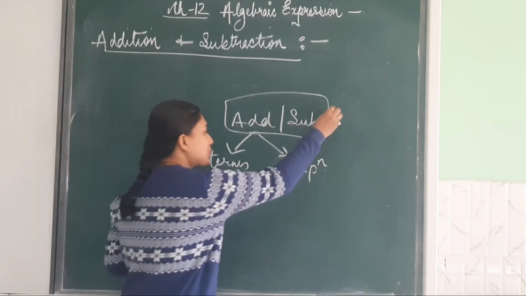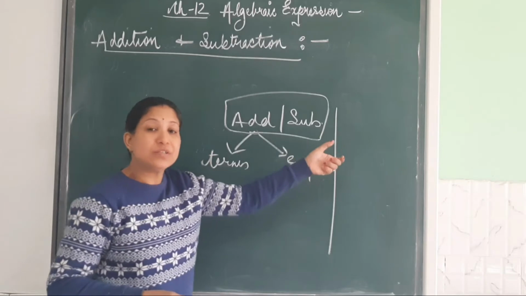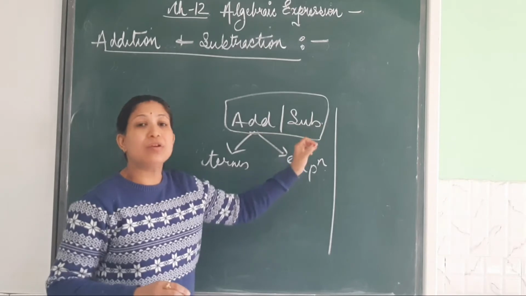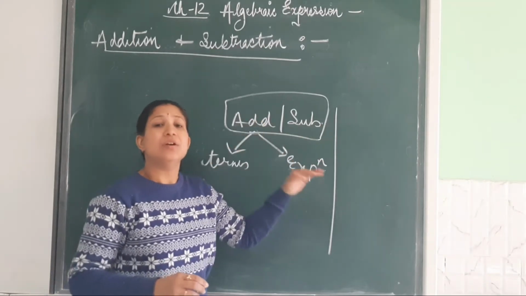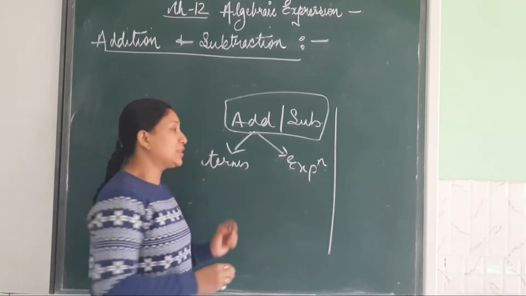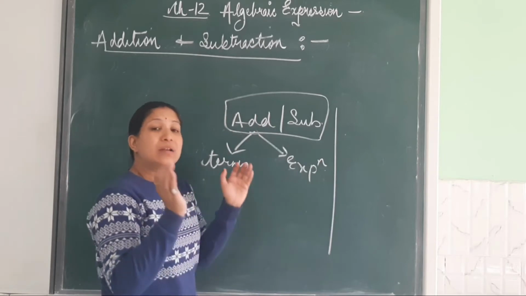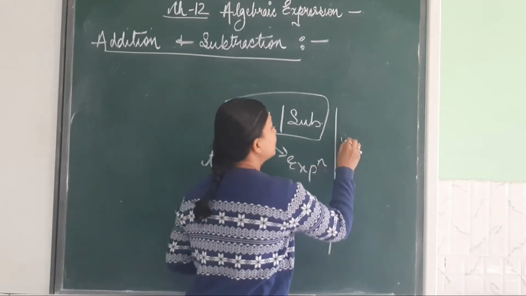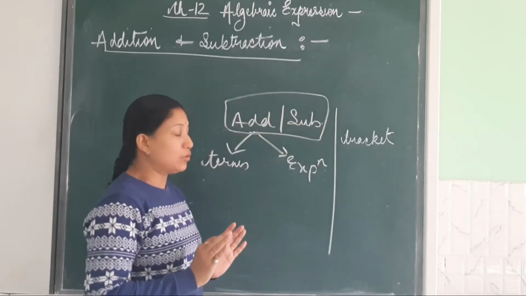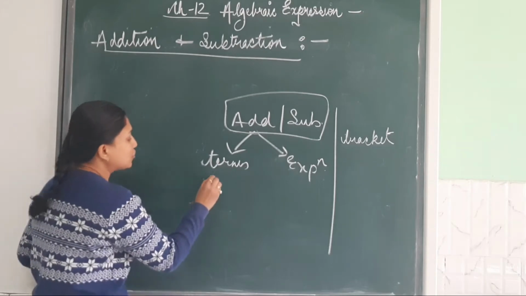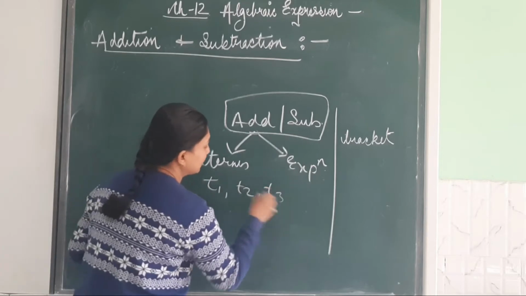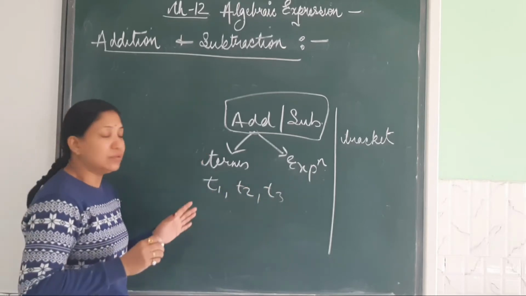How should we do it? Please remember these few points which I am now explaining to you. Always remember these points. This will make your work go very smoothly, and you will see you reach the solution. The first step: whether it is asked to add terms or expressions, you first put a bracket around the terms or the expressions. Suppose you are asked to add the following terms. Say for example T1, T2, T3. Just assume three terms are given.